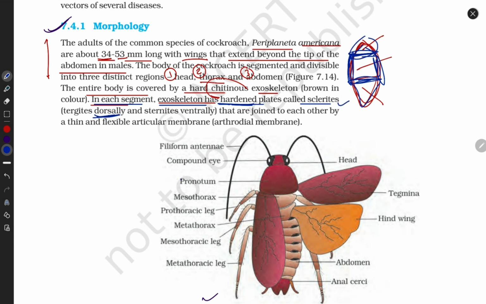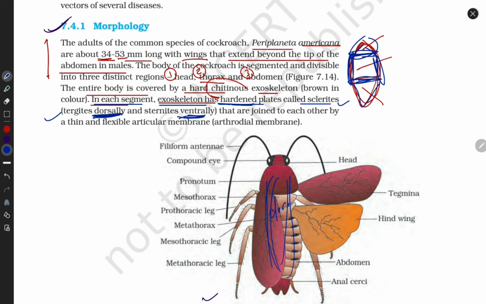Dorsally located sclerites we call tergites. Dorsal means, guys, listen to me, this is their back part. This is the dorsal view. Assume our dorsal part is where our backbone is present, where our heart is located. This side is the ventral side.